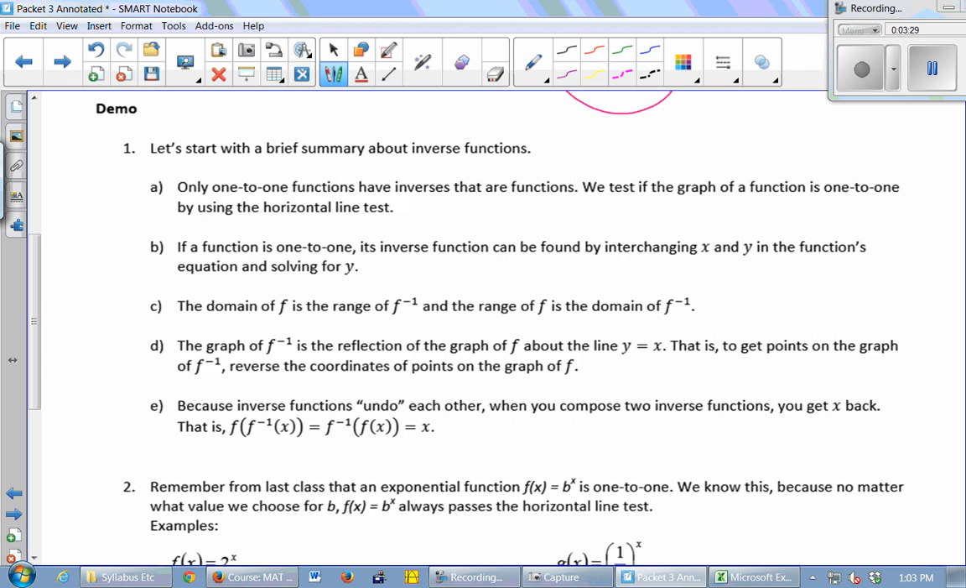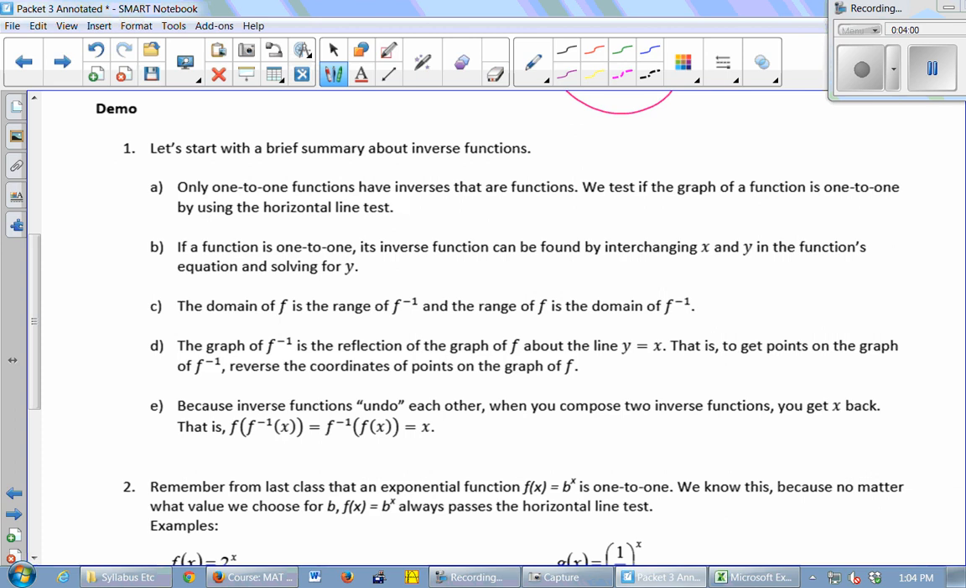All right, so brief summary about inverse functions. So we talked about this quite a while ago now, but they have come up multiple times throughout the course. Only a one-to-one function has an inverse that is also a function. And you test to see if a graph is one-to-one by using the horizontal line test. If a function is one-to-one, its inverse function can be found by doing the switch and solve, right? Switch all the x's and y's and solve for the y.